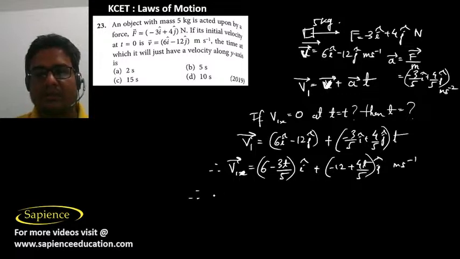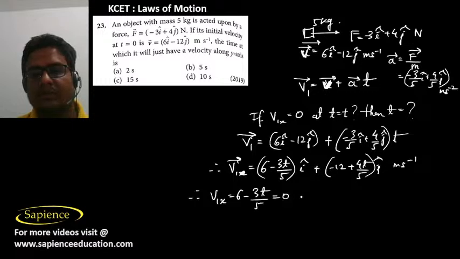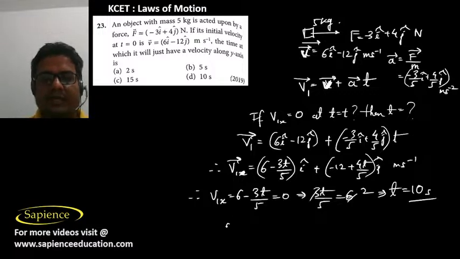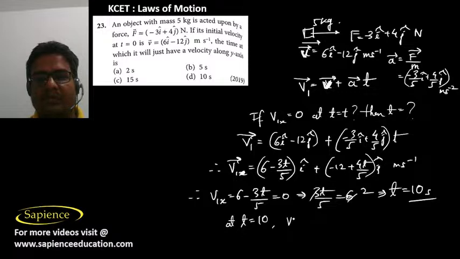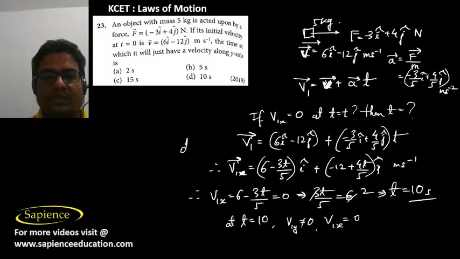So now v1x, which is equal to 6 minus 3t by 5, should be equal to 0. It means that 3t by 5 should be equal to 6, so t should be equal to 10 seconds. So at t equal to 10 seconds, the final velocity will have only a y component, velocity only along the y-axis, and the x component will become 0. So option D is the correct answer.